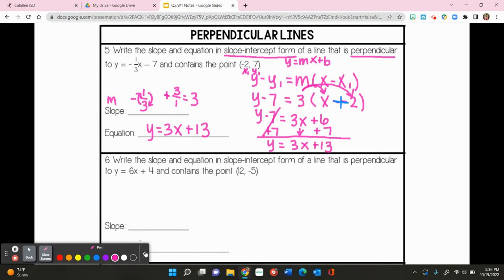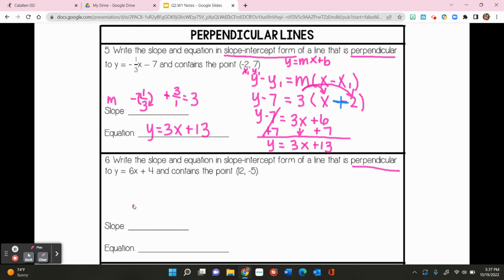Let's go ahead and move on. Let's look at number 6. Number 6 says, write the slope and equation in slope-intercept form of a line that is perpendicular to y equals 6x plus 4 and contains the point 12, -5. Before I can write this equation, we again have to find the slope of the line that is perpendicular to y equals 6x plus 4.